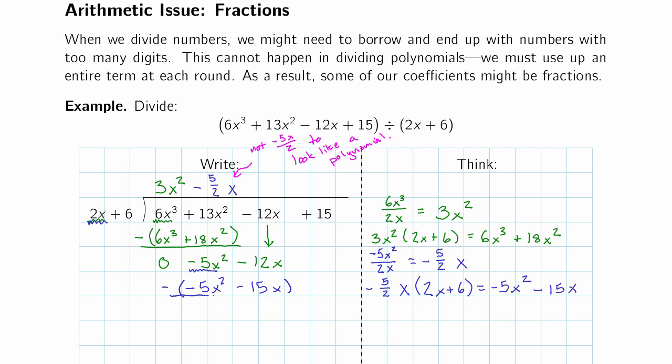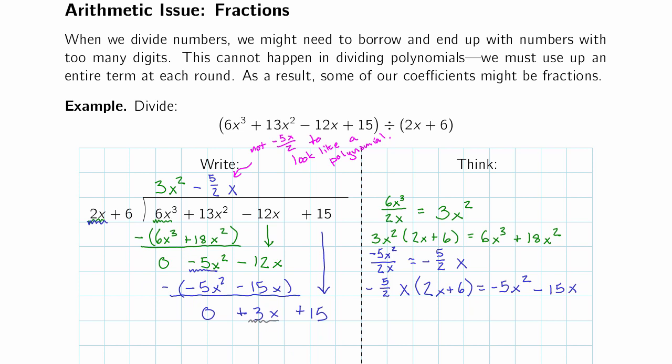We subtract. Negative 5x squared minus negative 5x squared is 0. Negative 12 minus negative 15 is positive 3. So I have a positive 3x. Bring down my last term, which is 15. And now we're on to another divide step.